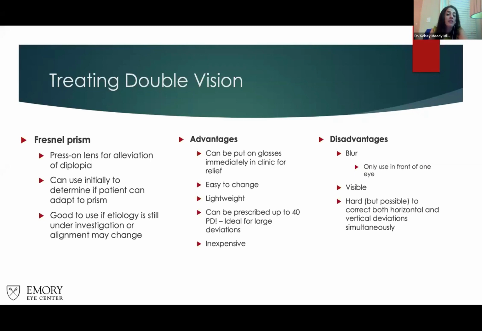What I often find is that if you are correcting the larger deviation, sometimes patients, because of that blur, aren't that symptomatic for the vertical misalignment. However, you can rotate the Fresnel to try to correct for both. There are mathematical models that can help you do this, although I find that just doing it with the patient in the room is honestly probably the most helpful way to determine what power and how much rotation you'll need.